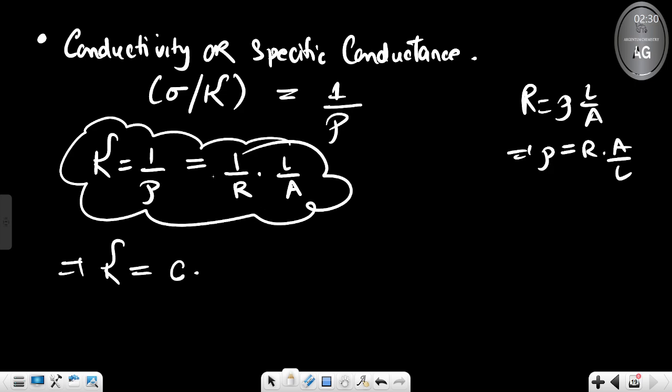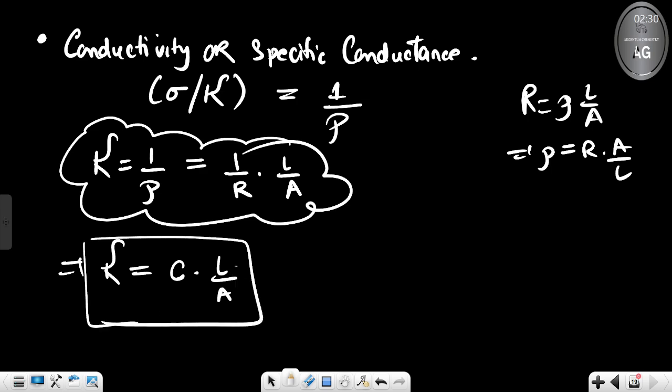Just now we have done this. This is conductance: 1 by R is conductance, and L by R into A... only. So this is my final formula, and this value L by A is called the cell constant, which is usually given in the question.